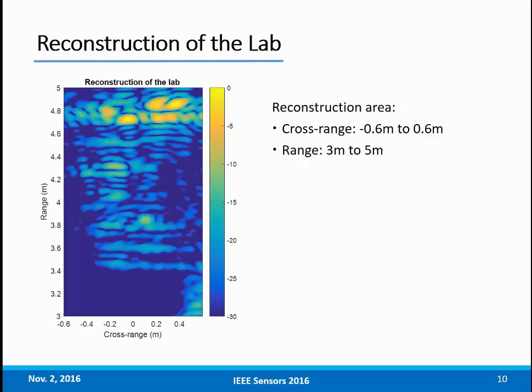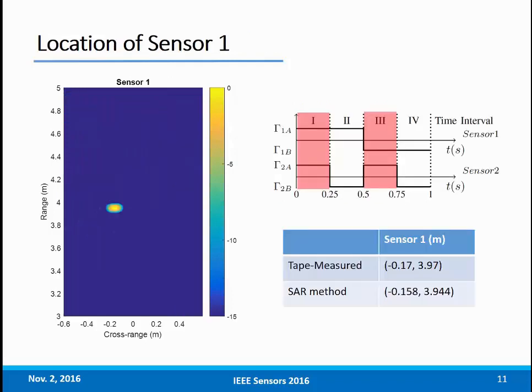We first reconstruct an image of the measurement environment. The reconstruction area is from cross range minus 0.3 meter to 0.6 meter, range from 3 meter to 5 meter. We can see the cluttered environment contains countless reflectors and scatterers. So where are the sensors? How can we detect them? Use the method I just mentioned.